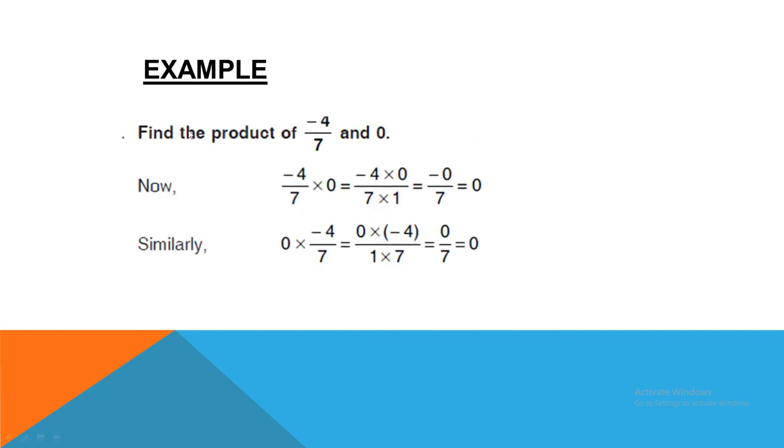For example, find the product of minus 4 by 7 and 0. Minus 4 upon 7 into 0. 0 can be written as 0 upon 1. Okay. So when you multiply it, we know that any number when it is multiplied with 0, it is 0. So this 0 upon 7 is 0. As we know that 0 is a neutral number. It is neither negative nor positive. Similarly, 0 into minus 4 upon 7 will be 0.